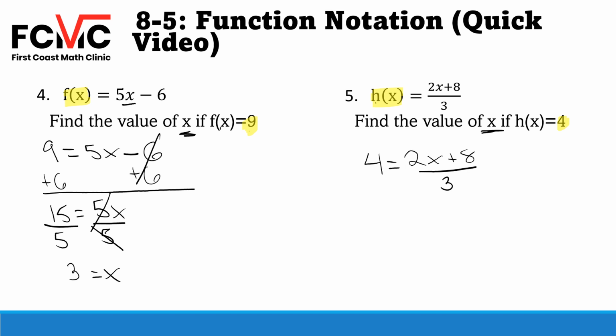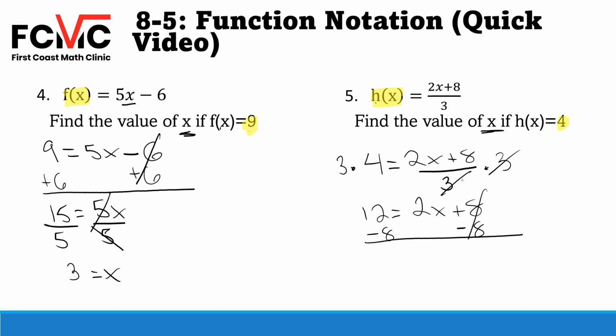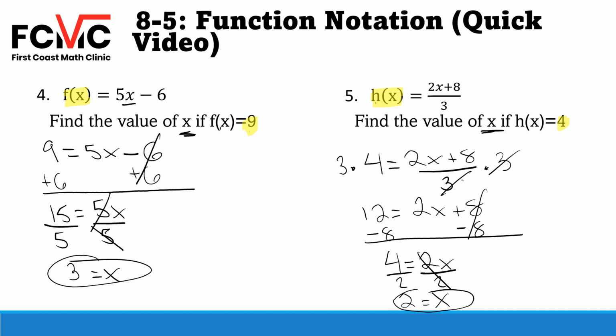So now to solve this for x, let's multiply times 3, times 3. The 3's cancel out on the right. We're going to get 12 equals 2x plus 8. I'm going to subtract 8. Subtract 8. 8's cancel out. And you get 4 equals 2x. Then divide by 2. Divide by 2. 2's cancel out on the right, and we get x equals 2. So for number 5, we're going to get x equals 2. Number 4, we're going to get x equals 3.